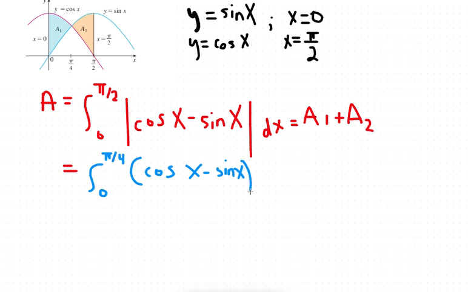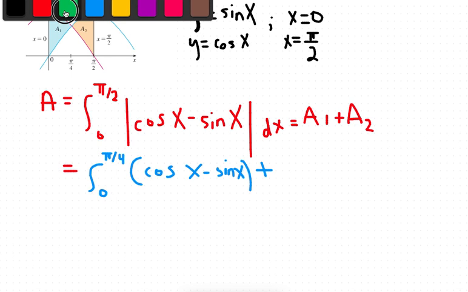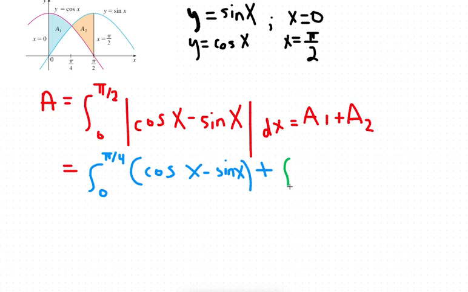So we have that, and that's area 1, plus, we're going to change it to green, the integral from pi over 4, because now look, from pi over 4 to pi over 2, sine x is going to be bigger, so we're going to take sine x minus cos x. Okay, so now we have the bigger function, sine x, minus the smaller function, cos x, dx. Now we're going to actually take their antiderivative.